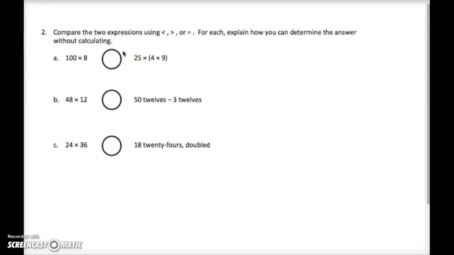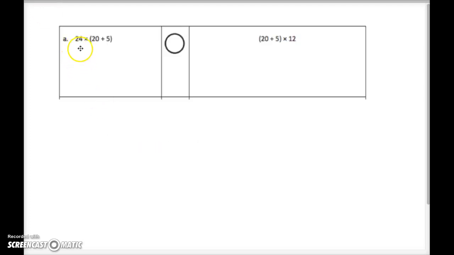Well, how might you do that? Well, we're going to use our number sense to think about what it would be worth without calculating. Let's take a look at an example. So here I've got 24 times 20 plus 5. And over here I have 20 plus 5 times 12.